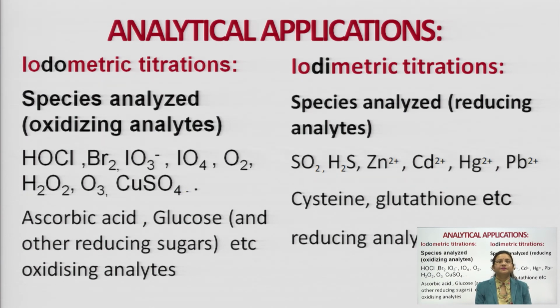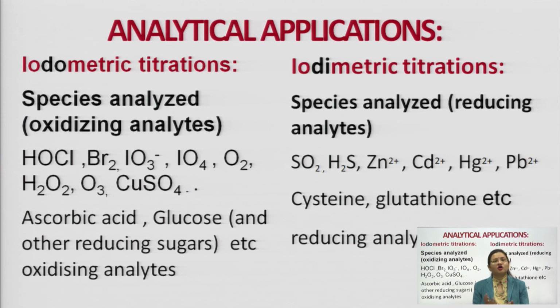Then iodometric titrations are applied in most of the reducing agents and reducing analytes. For example, cysteine, glutathione, etc. other reducing analytes. So these are the applications, as we have already studied. In iodometric, all the analytes will be of oxidizing nature. Okay, because they are oxidizing, their oxidizing capacity is the gist or the key of this reaction. If they will not have that oxidizing capacity, they will not be able to convert that iodide solution or iodate solution into the free iodine.